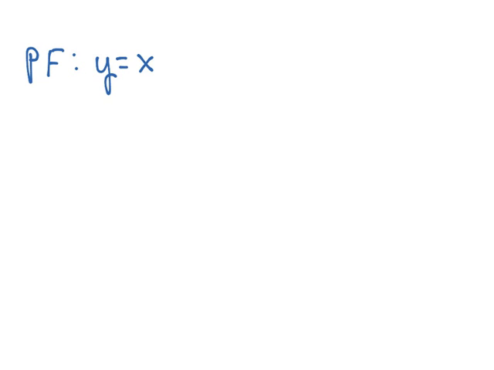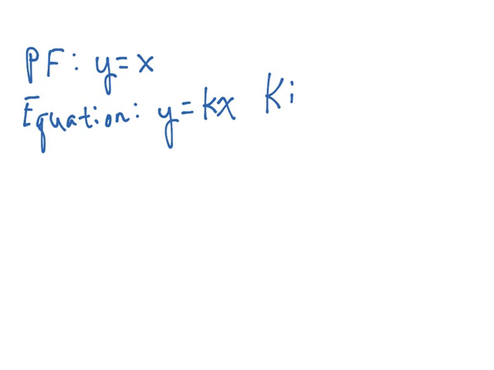Okay, let's see, positive function, y equals x. The equation, however, is y equals k of x. But k is a constant, just like in inverse, is a constant.